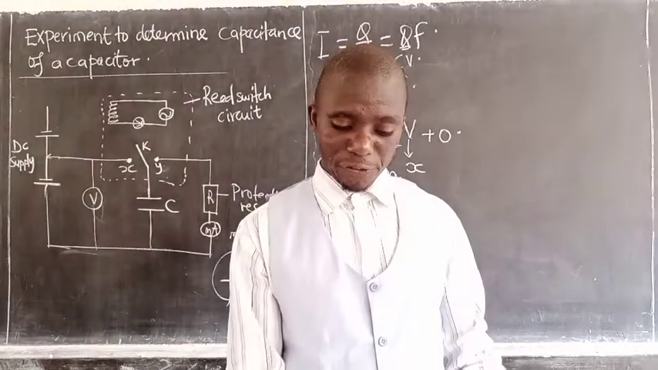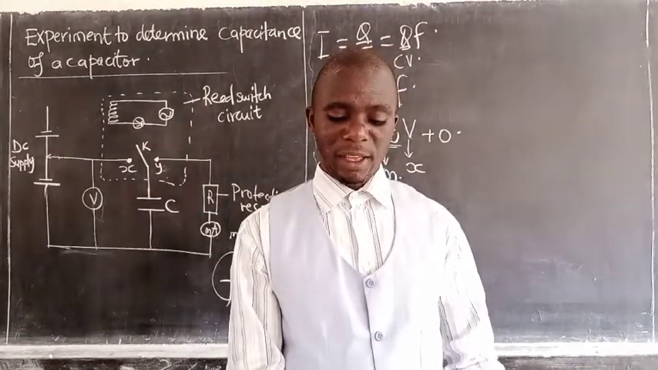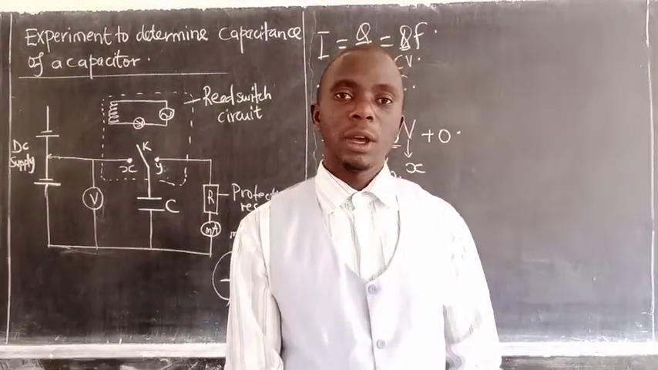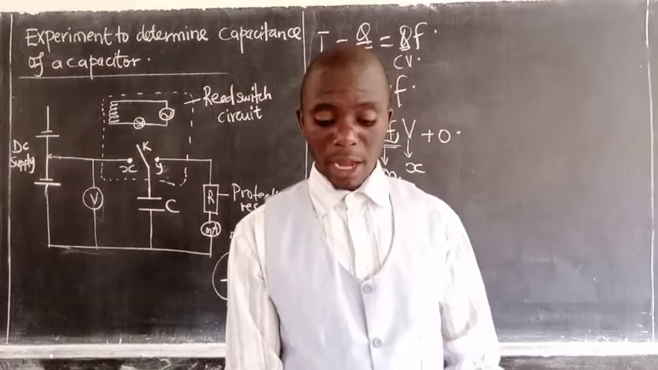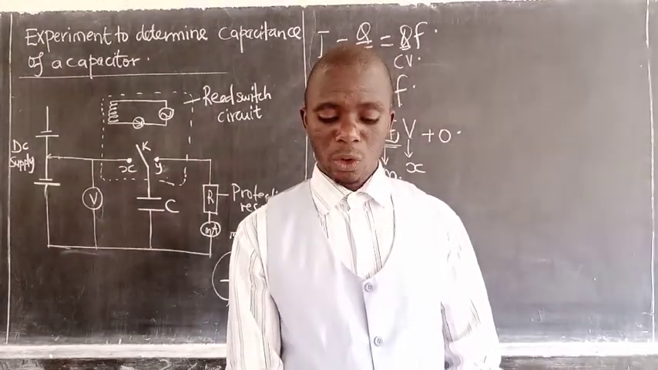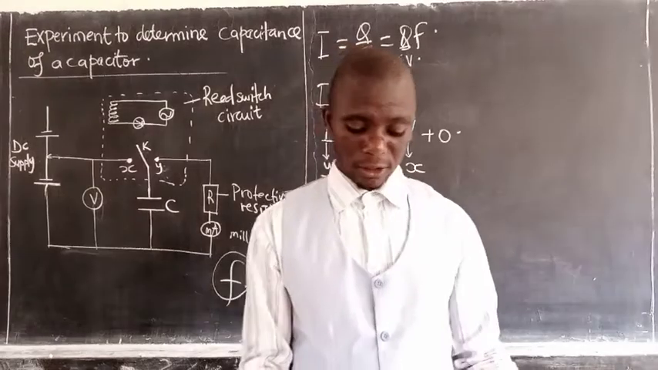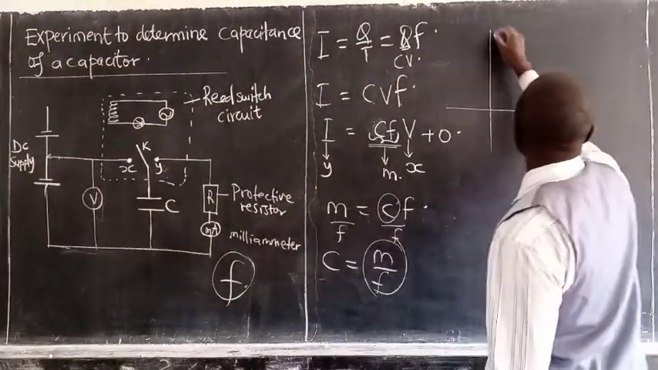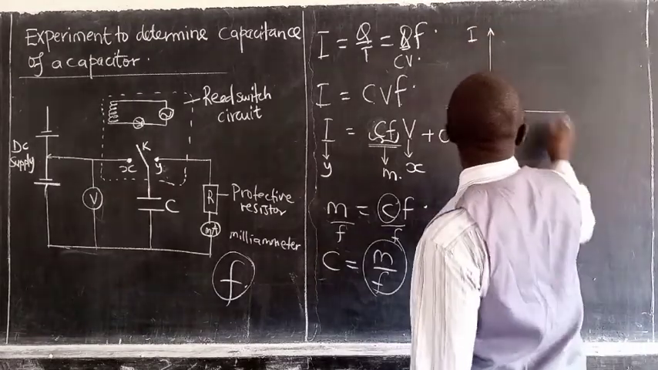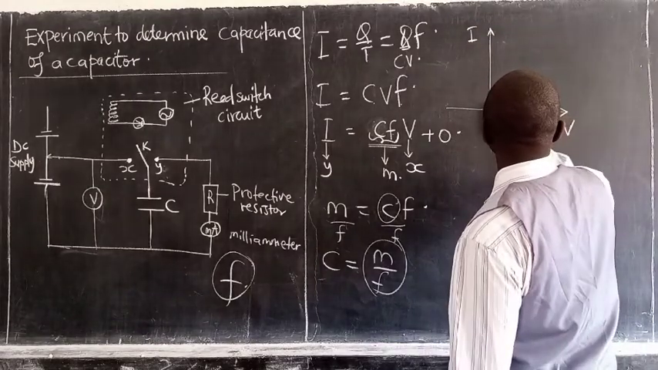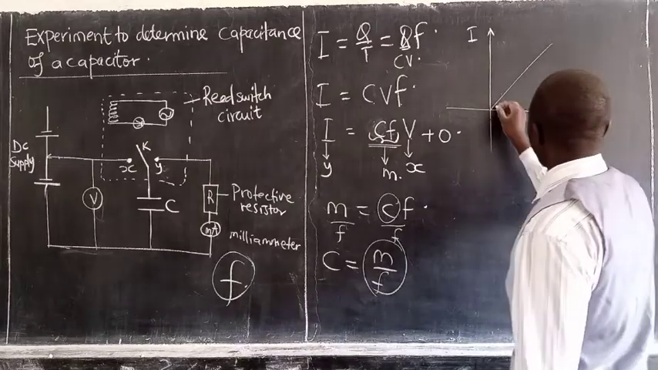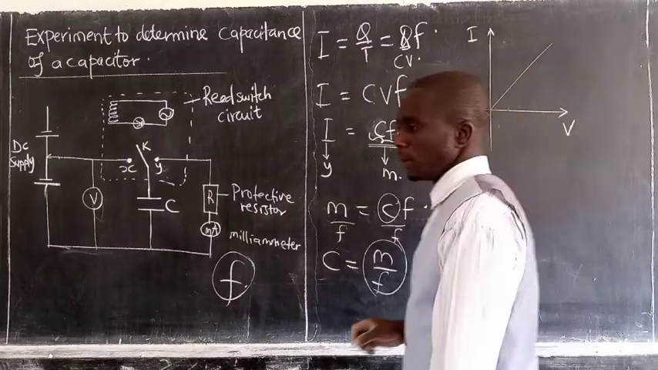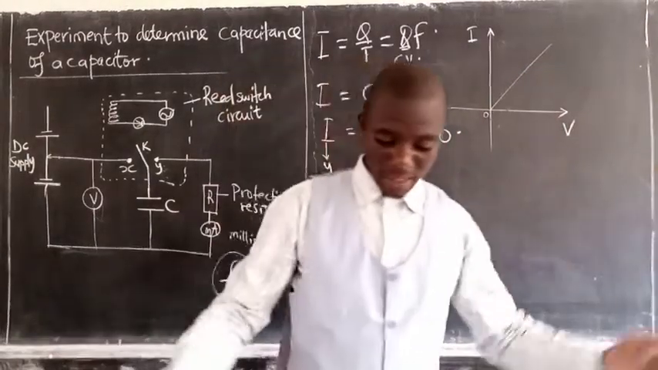A graph of I against V is plotted and is a straight line through the origin. Maybe you can have this sketch there. Just have that simple sketch. This is I against V, and it will be a straight line passing through the origin. You can have it there.